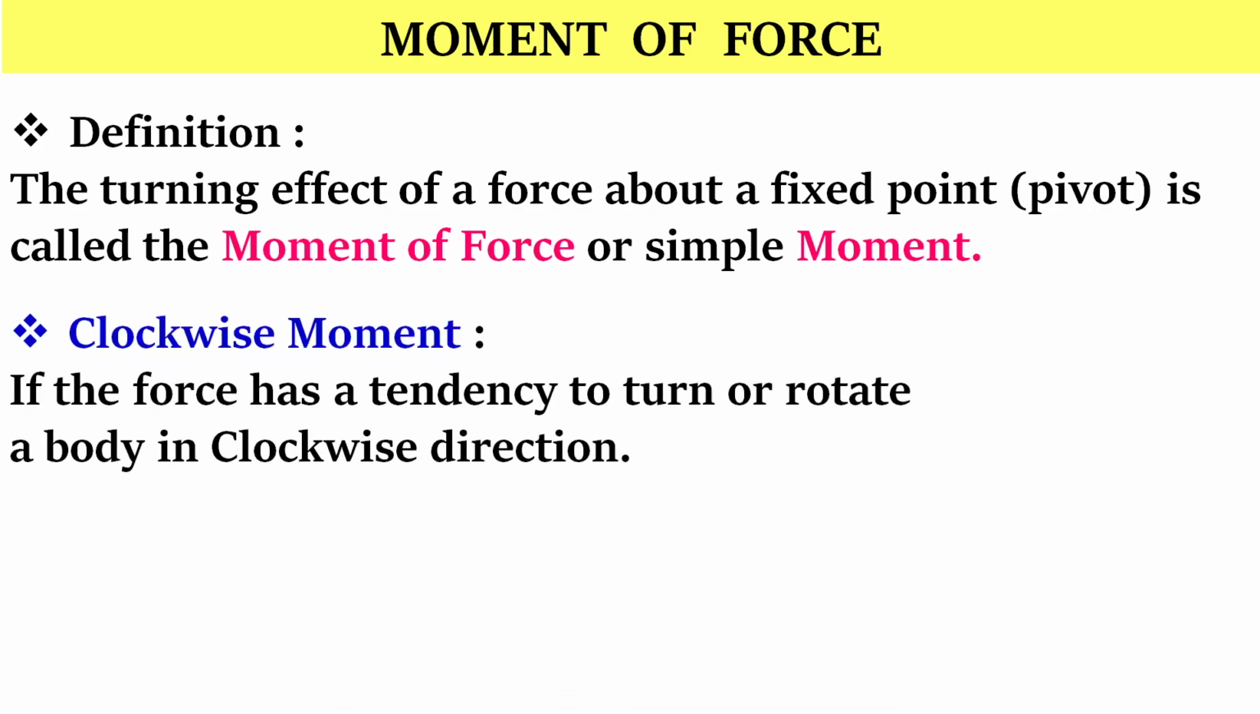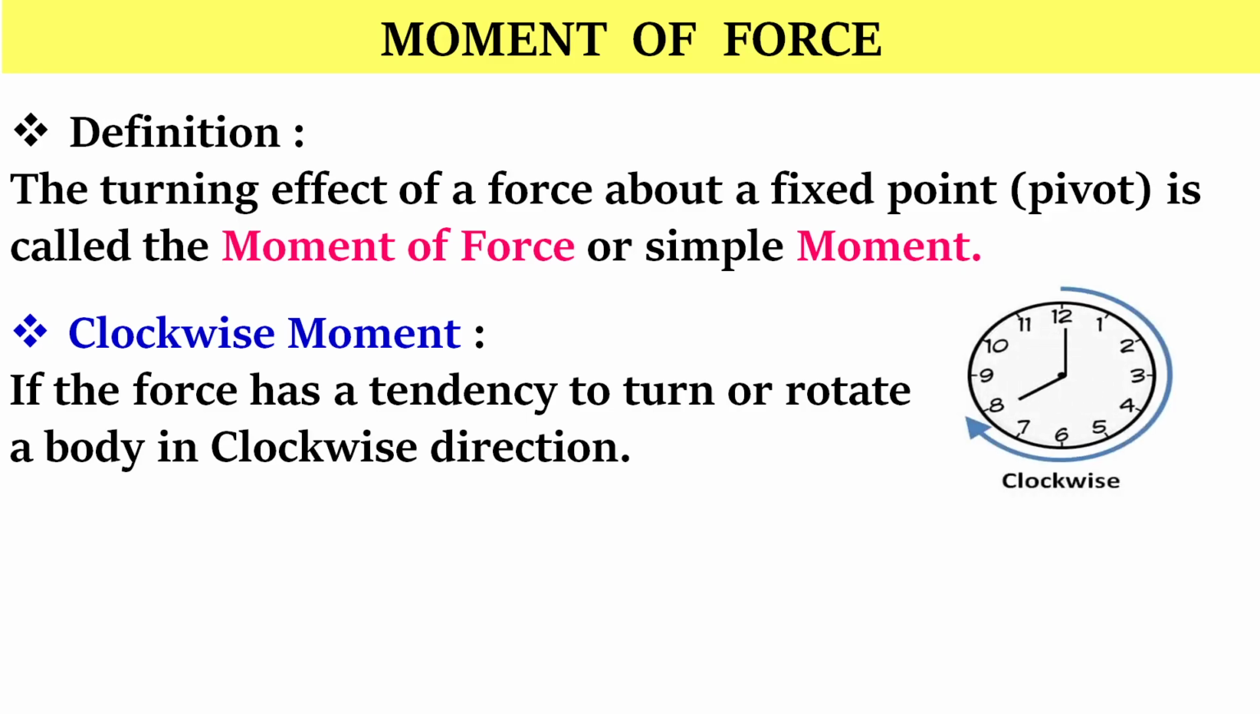Now, moment of force, they are of two types. One is clockwise moment. For understanding what is clockwise, the direction of this turning effect, let's take the figure of a clock. Clockwise is when the needle moves from 1 to 2, then to 3, then to 4, then to 5. This is clockwise direction. You can see the arrow mark. So, if a force is applied and it turns the object in clockwise direction, then that moment of force is called a clockwise moment.